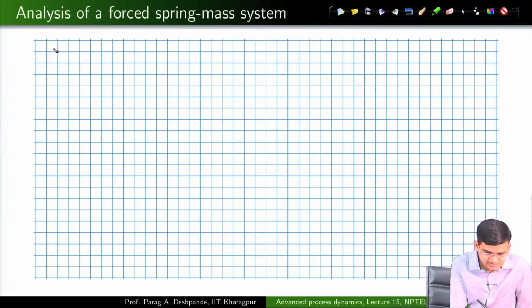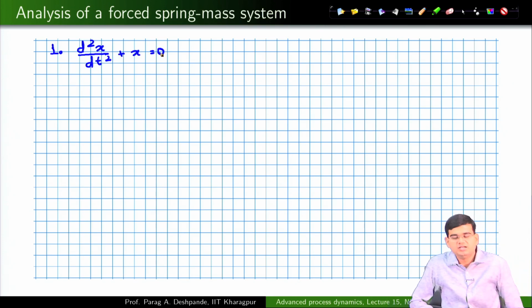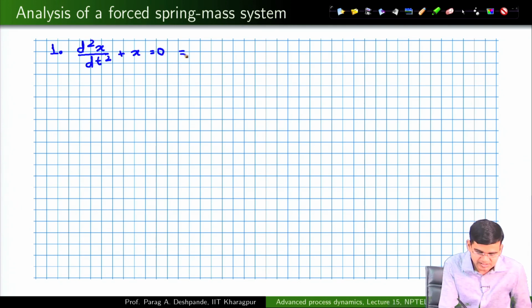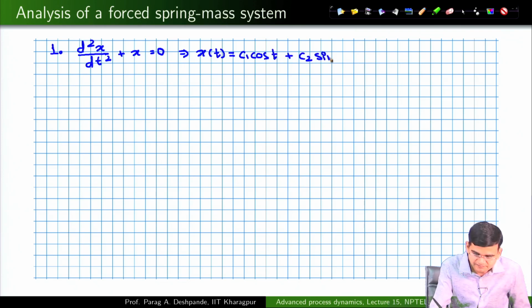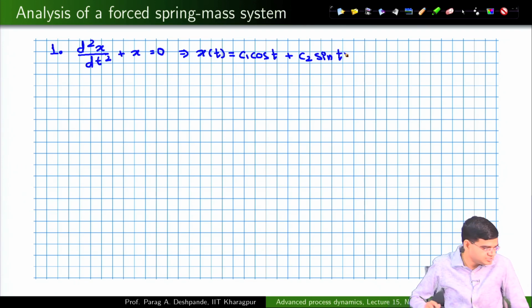d2x by dt squared plus x is equal to 0. Does it look familiar? Yes, in fact, this is an undamped free system, and the solution is x of t is equal to C1 cos t plus C2 sin t. Again, this is quite expected, we have already solved this particular problem. Let us see how the dynamics look like.